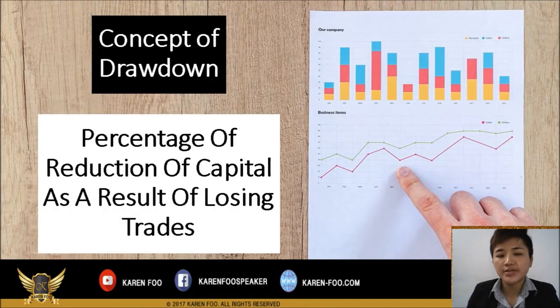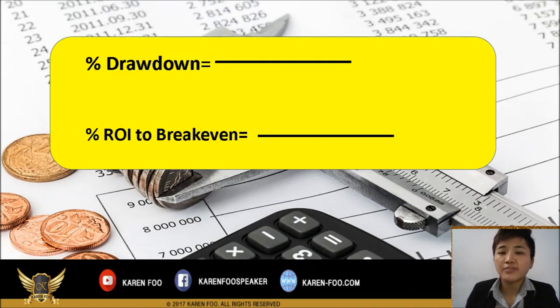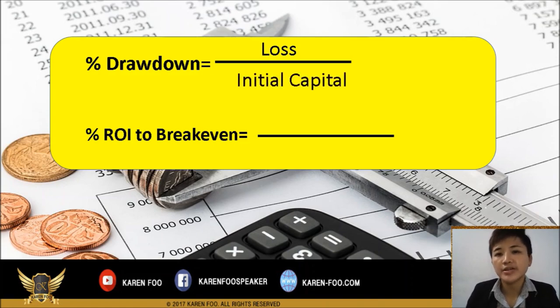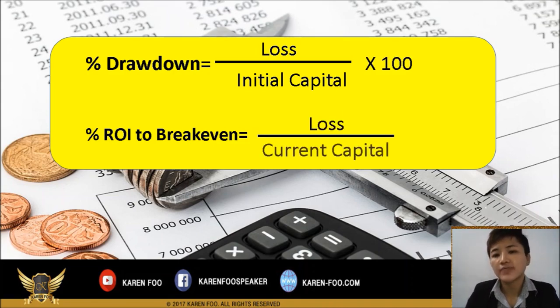What's a drawdown? It is the percentage of reduction of capital as a result of losing trades, particularly when you have a losing streak. Now, how do you calculate your percentage drawdown? You take your loss divided by your initial capital times 100. Percentage ROI to break even: you take your loss divided by your current capital times 100.